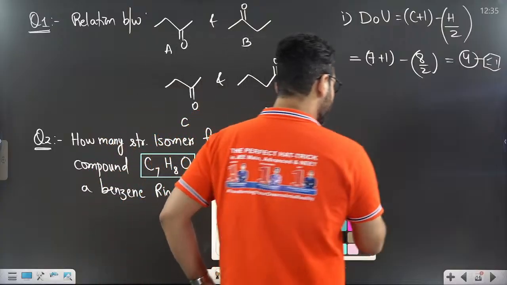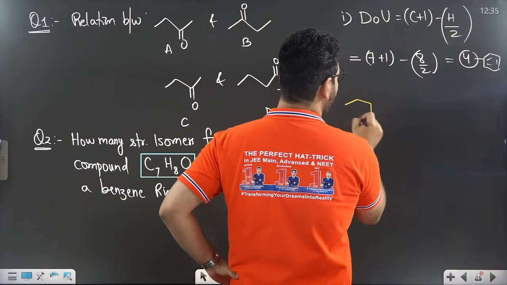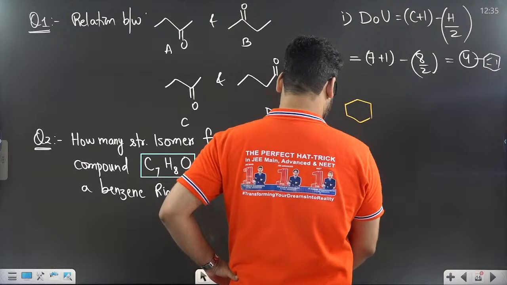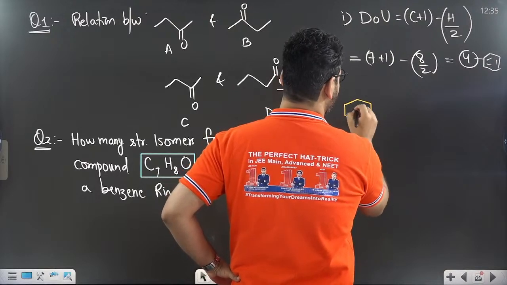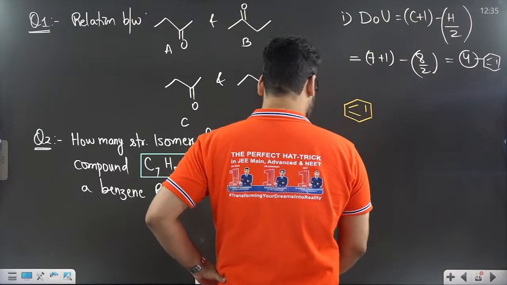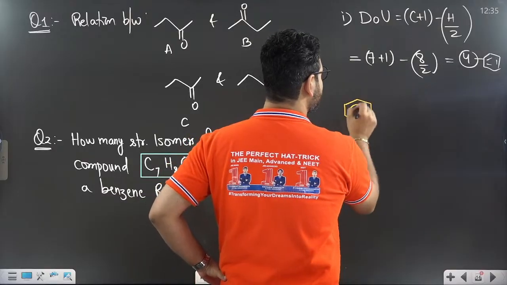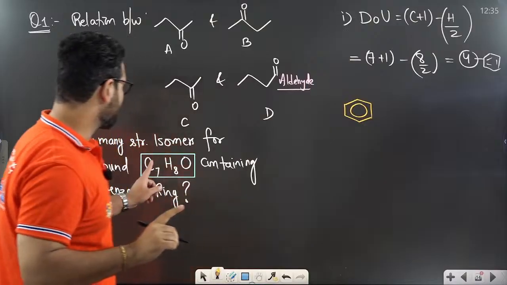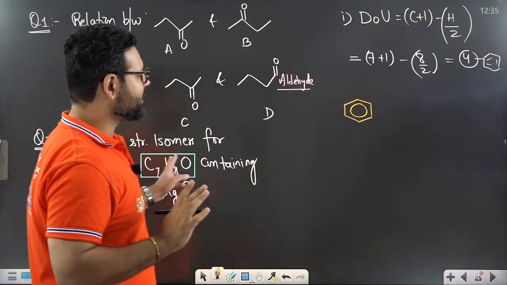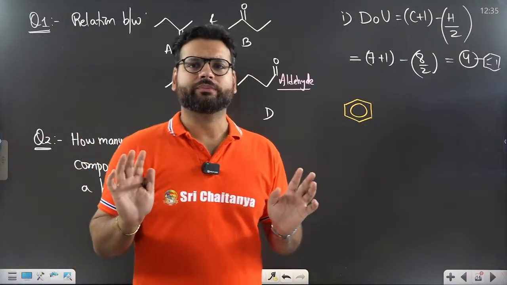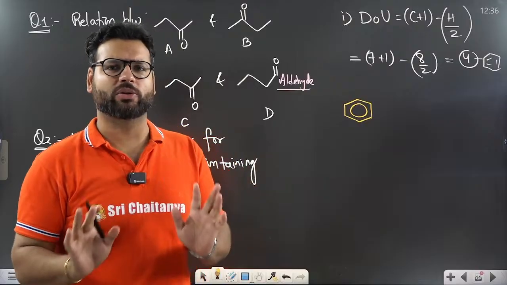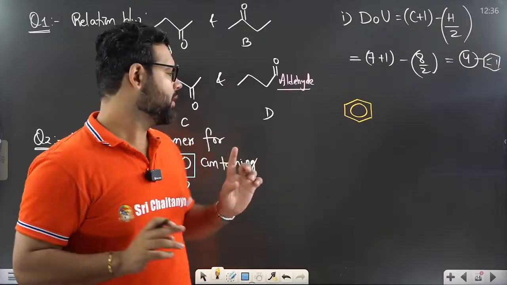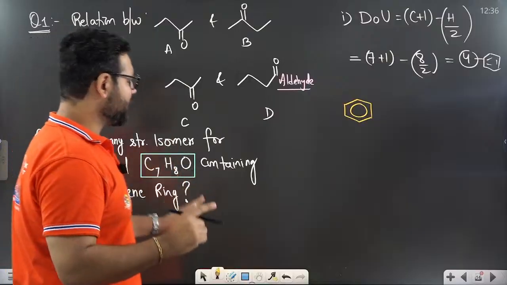So first I'll make a benzene ring. So 6 carbons are already satisfied. Now my concern is just to satisfy one more carbon and one more oxygen. 7 carbons are there. Do not worry about hydrogens. Hydrogen will automatically balance. I need one more carbon and one more oxygen.